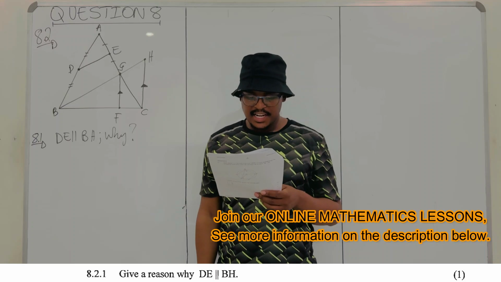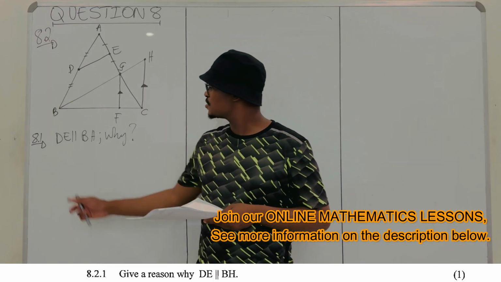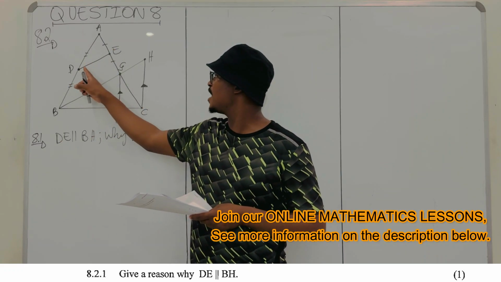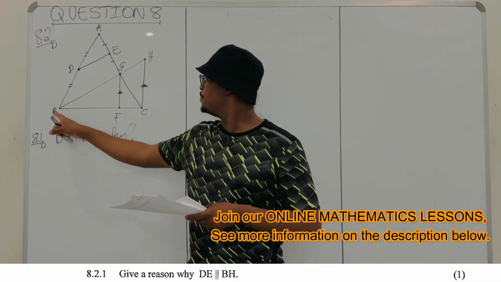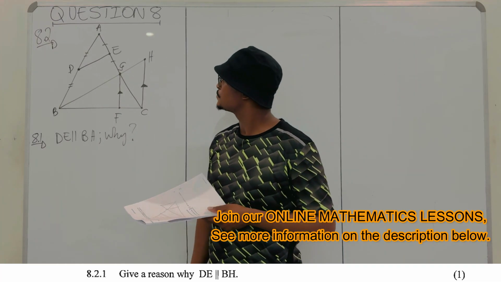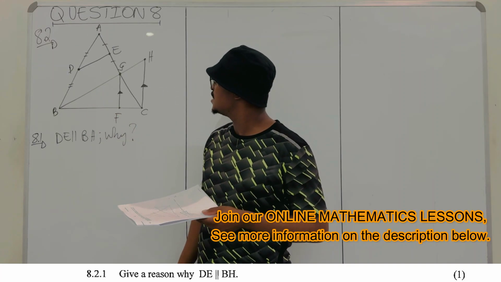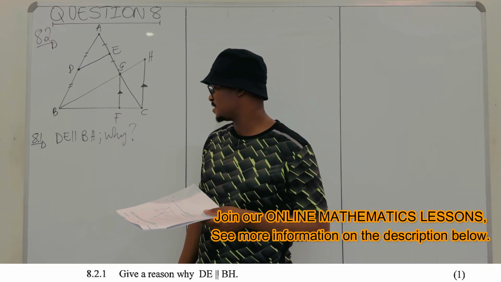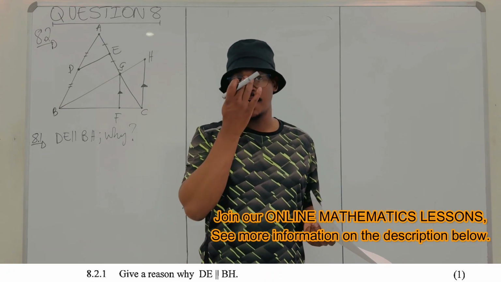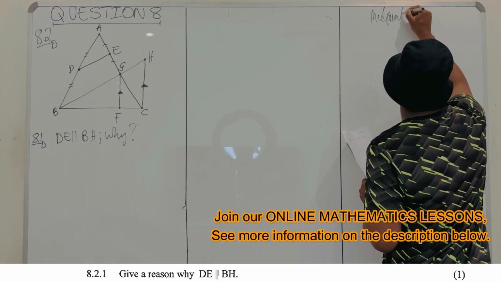Fine. At 8.2.1, they're saying give a reason why DE is parallel to BH. So they're telling you that DE is parallel to BH, so give a reason why. DE, which is this length over here, is parallel to BH, which is this line over here. So they want you to give a reason for that. So what you need to remember is the midpoint theorem, right? So I'm going to write it over here. Let's say midpoint theorem.